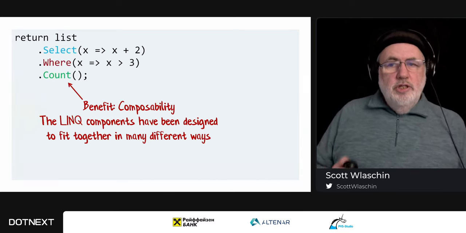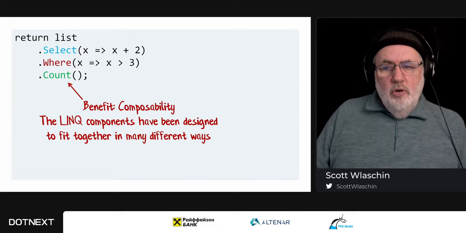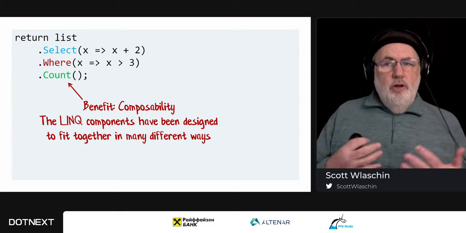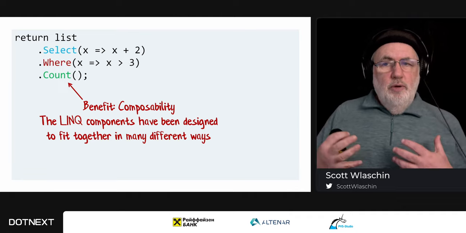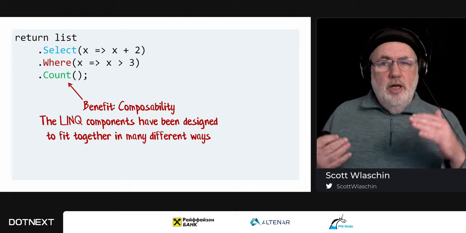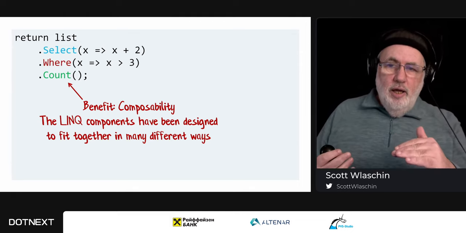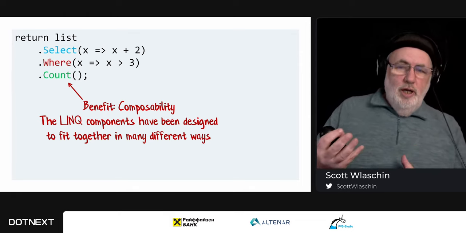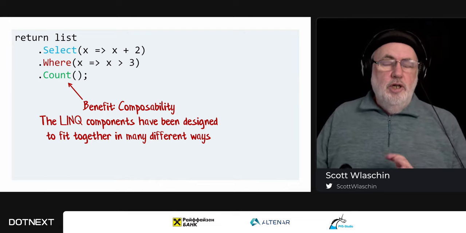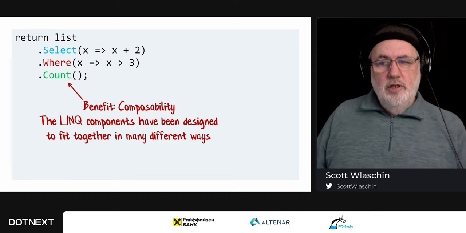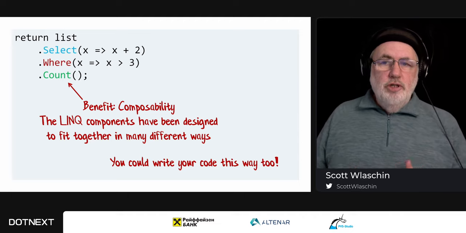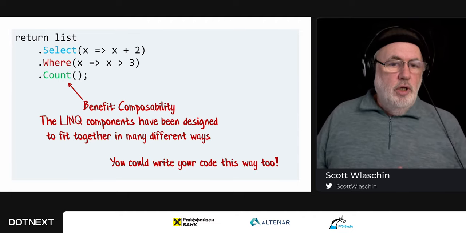So let's look at some of the benefits, the composability benefit. The way that LINQ is built is that each component is built to fit with all the other components, right? You have a toolkit of different things, and you can mix and match them in any combination. So I could have a select and another select, and I could do a where, and I could do a sort, and I could do another where. There's all these different things, but you can combine them in many, many different ways. You don't have to start from scratch every single time. So LINQ is an excellent example of this. And what I'm trying to say is hopefully you can write your own code this way as well.